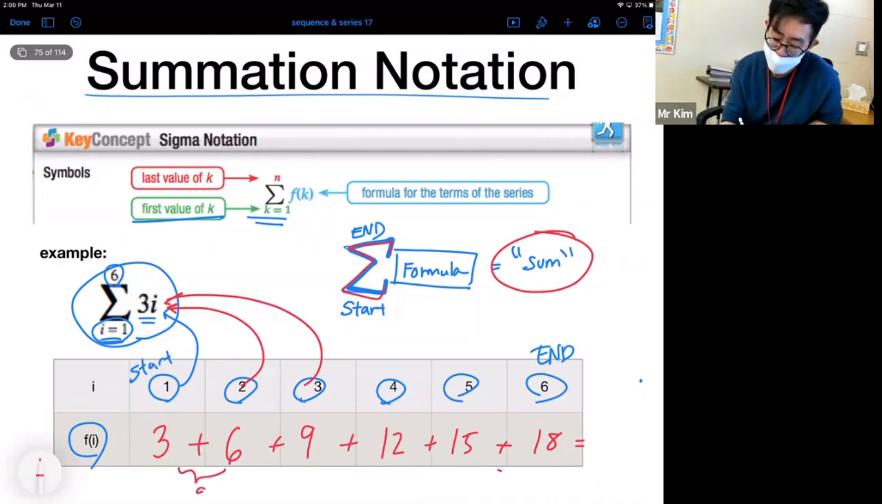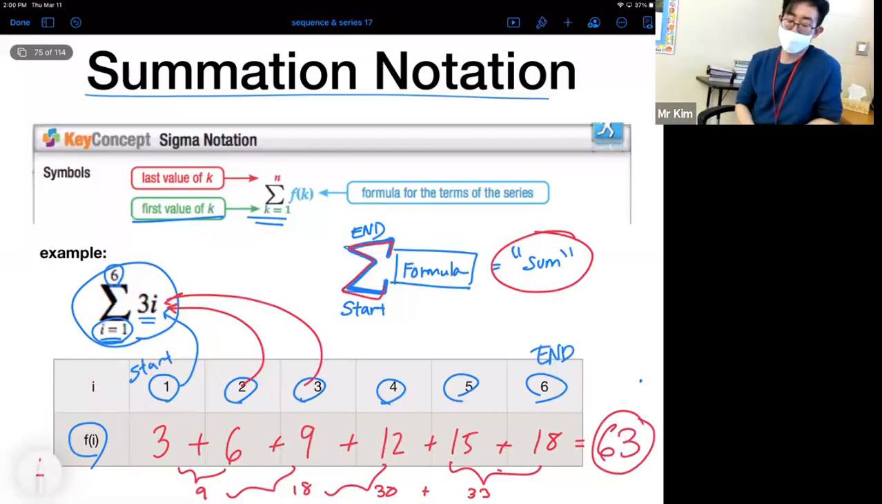Well, this gives me 9. 9 plus 9 gives me 18. 18 plus 12 gives you 30. 15 plus 18, that's 33. So 30 plus 33 should give you 63 for my final answer.